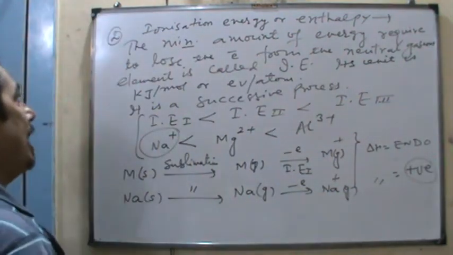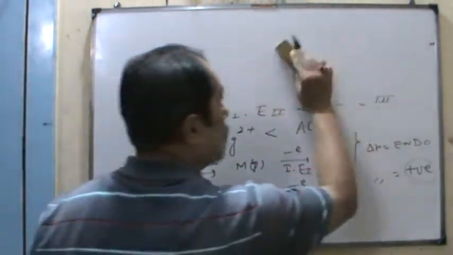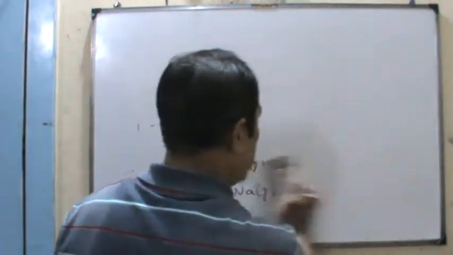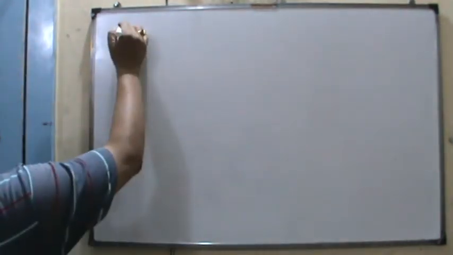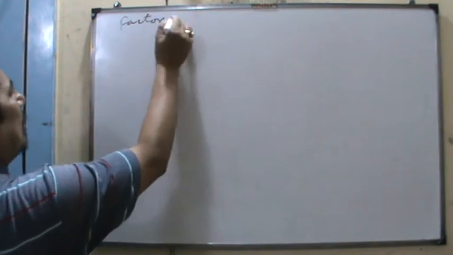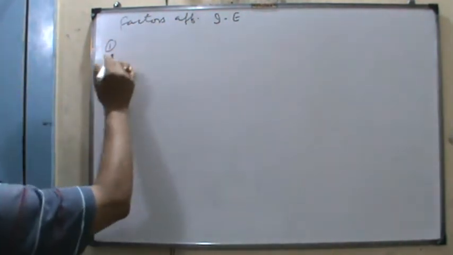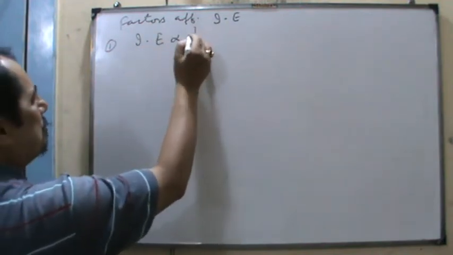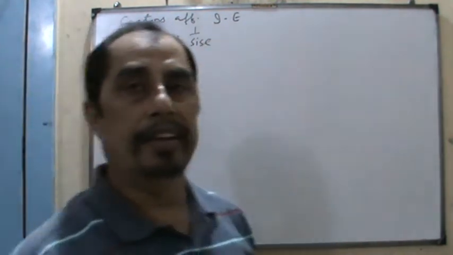But ionization energy does not have a fixed trend. Actually, in general, we can say that ionization energy also depends upon the size of the atom. So, factors affecting ionization energy, right? Ionization energy is inversely proportional to the size. First of all, greater the size, lesser the ionization energy.